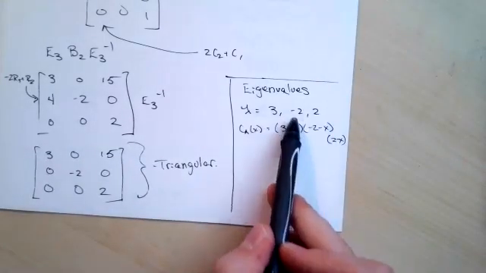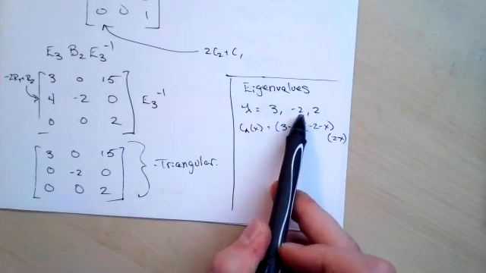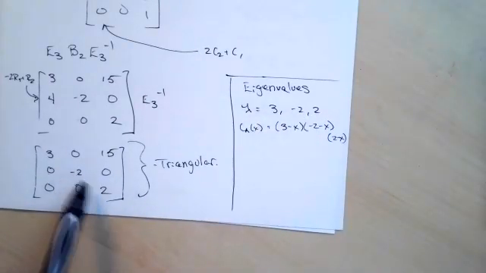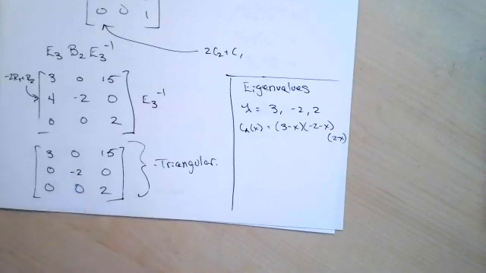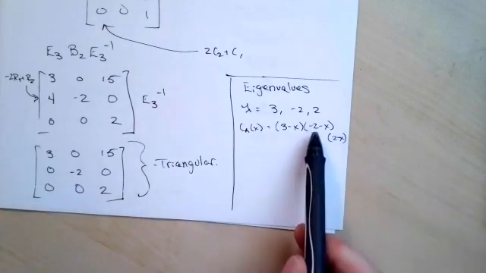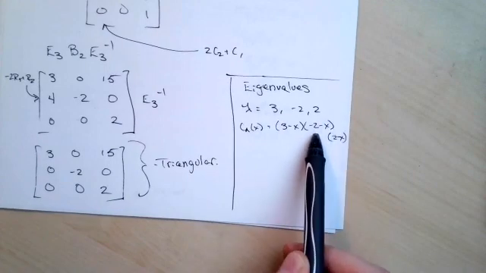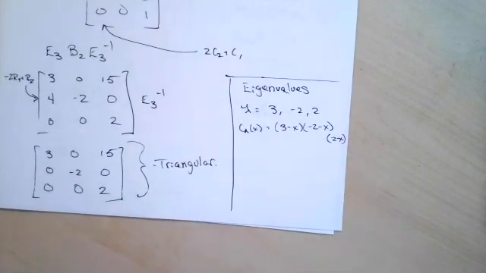Whenever you have multiple eigenvalues, so if it were a 2 here instead of a -2, we would have the eigenvalue of 2 appearing twice, meaning it would have a multiplicity of 2 in the characteristic polynomial. That doesn't necessarily mean that the eigenspace is of dimension 2, so you got to be careful with that.